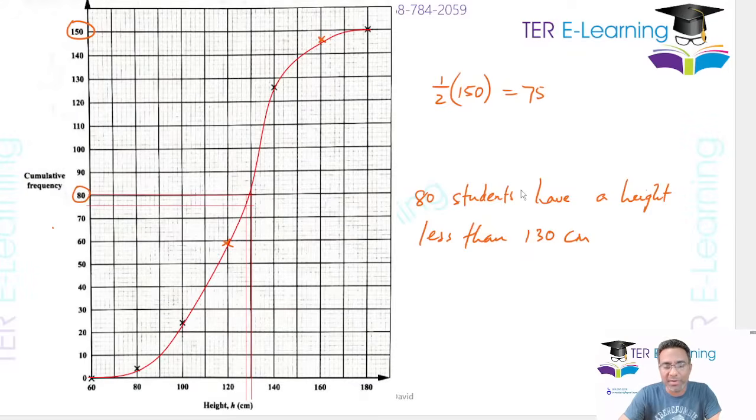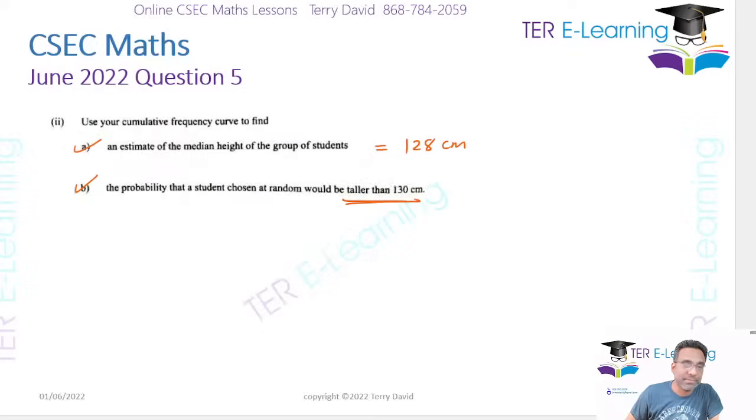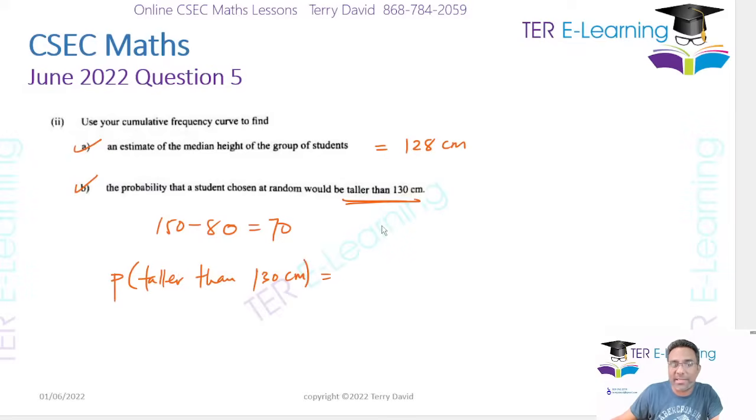So we have to take 150 minus 80, and you're going to get 70, right? So that's what you have to do first. 150 minus 80, and you're going to get 70. So the probability that you are taller than 130 is going to be how many students greater than 130, which is 70, divided by the total number of students, which is 150. So therefore the answer is going to be 7 over 15.